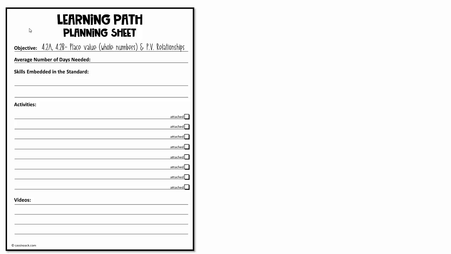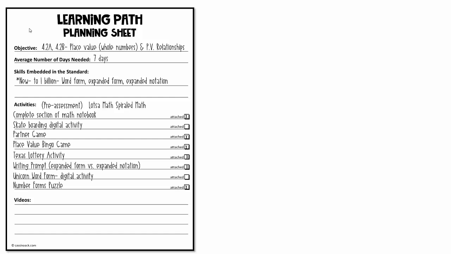So here I have the objective. I'm going to start by teaching the place value TEKS and place value relationships. And I have 7 days according to my scope and sequence, and some skills that are embedded in the standard. I know I need to teach billions, word form, some different things that I need to focus on. So I've thought about different activities, and these are some of the activities that I thought might be good for the students. And I have a little checkbox if it's attached.